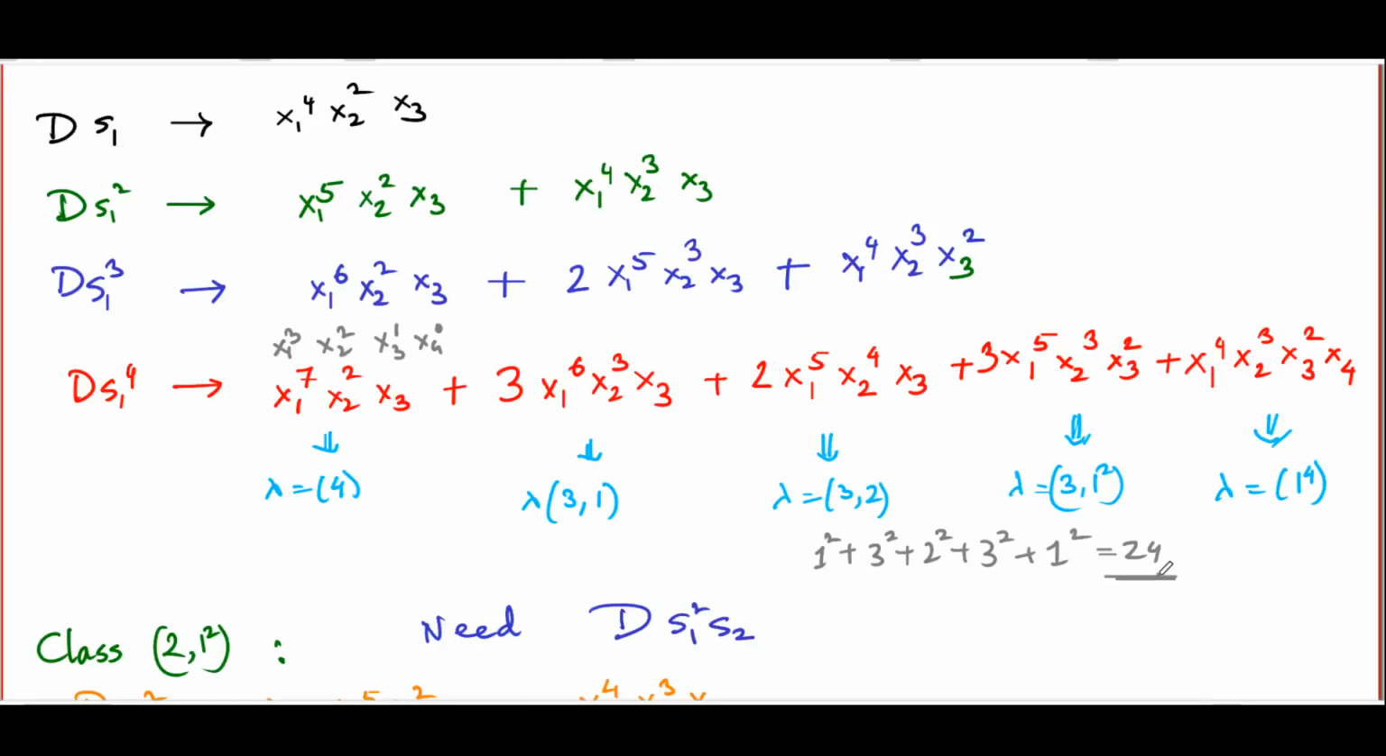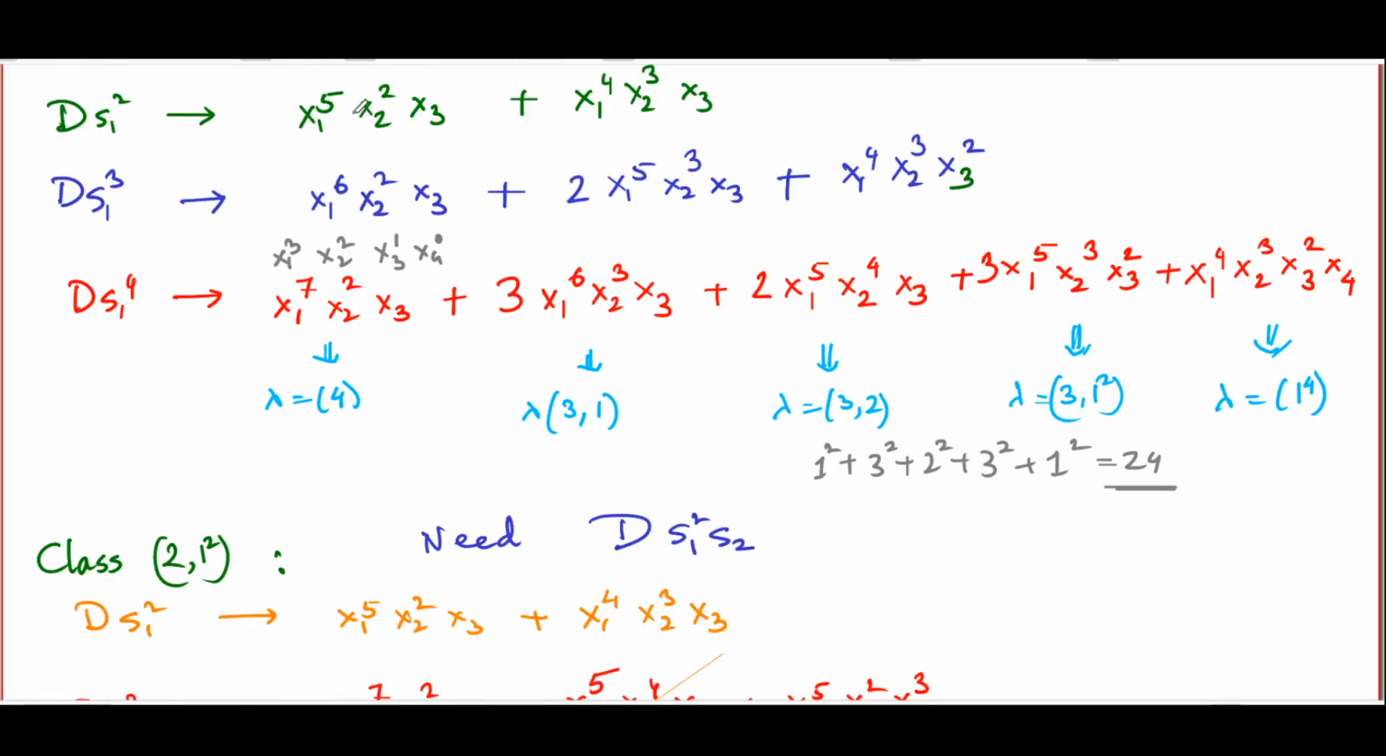Let us now move on to the next class, which is the class 2, 1 square. 1 2 cycle, 2 1 cycles. For this, we need to calculate ds1 square times s2. Thankfully, we already have ds1 square handy for us. We need to multiply this expression by s2. Remember, s2 is the sum of x1 square, x2 square, x3 square and x4 square.